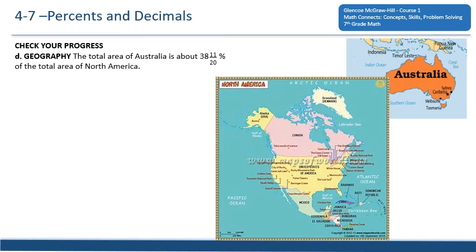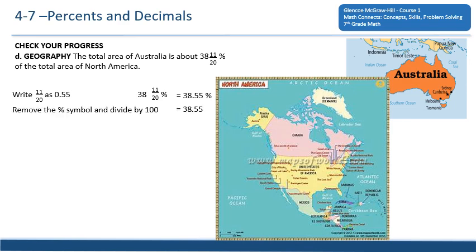In geography, the total area of Australia is about 38 and 11/20% of the total area of North America. Write 11/20 as 0.55 because we divided 11 by 20. So we get 38 and 11/20% equals 38.55%. Then remove the percent and divide by 100, so we move that decimal 2 places to the left. Then we add a leading zero and we get 0.3855. So 38 and 11/20% equals 0.3855.